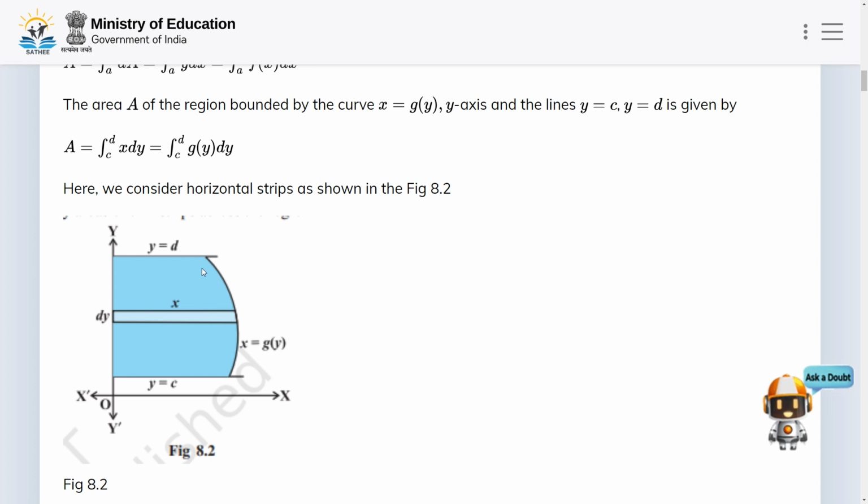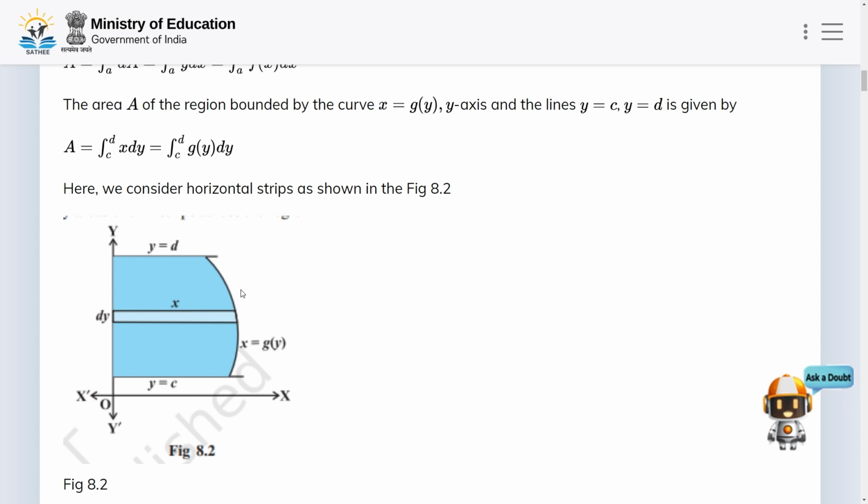Okay, the curve is x equals g(y), and this horizontal strip, as you can see, its height, or width, is dy and the length is x. This rectangle's area will be x dy. Okay, in this case the area will be what? Capital A will be the definite integral from c to d, because we are going from c to d, of x dy. X is what? Your function of y, as you can see, g(y).